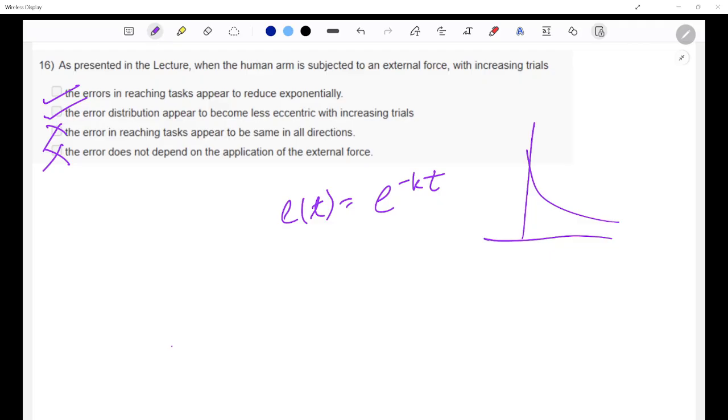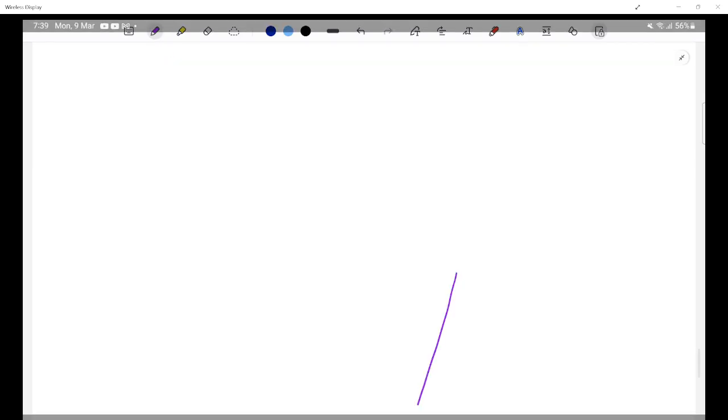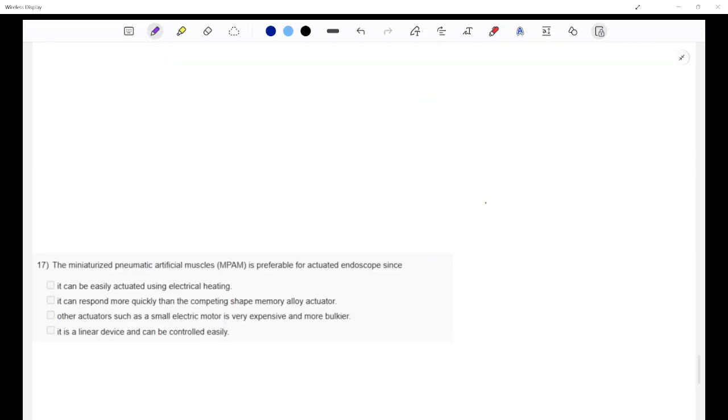So, in the experiment, external disturbance is provided, repeated trials are taken, and the brain adapts and the error decreases. So, when exposed to external disturbances, human reaching errors decrease exponentially and the error distribution becomes more symmetric as the learning occurs. Okay. Let's move to the next question.